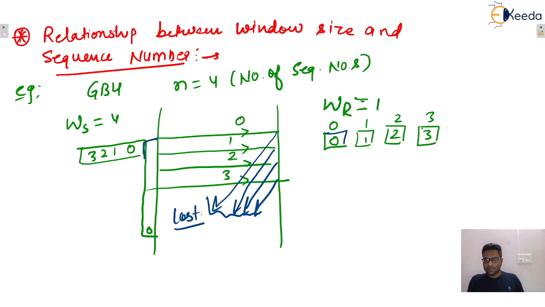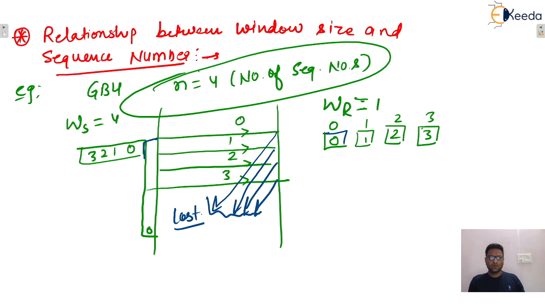Now again, because 4 sequence numbers are there, that is given n equals 4, we can use 0, 1, 2, 3. Again, we need to start from 0 only. Now here, the receiver will expect a 0. Yes or no? Now you only tell me, when the timeout timer expires for the 0th packet, the sender will understand that the 0th packet got lost.